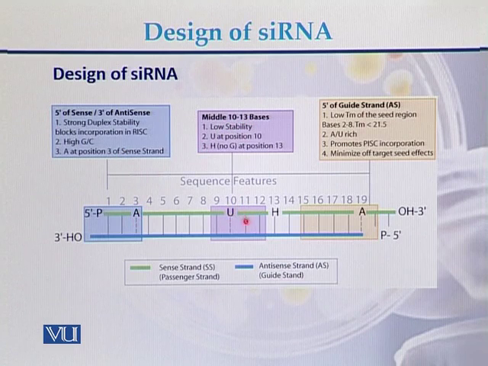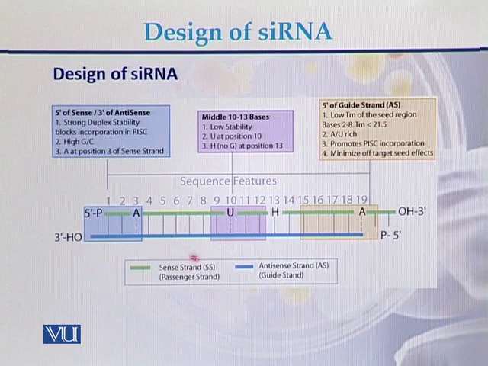In case of the middle portion of siRNA, there is low stability in this region. Usually there is U at position number 10. Here we can see. And there is a H, I mean no G, at position 13. While on the third part of siRNA, that is the 5' end of the guide strand, or AS, which is called the antisense strand, there is a low Tm of the seed region. Usually it is an AU rich region and it promotes RISC incorporation.